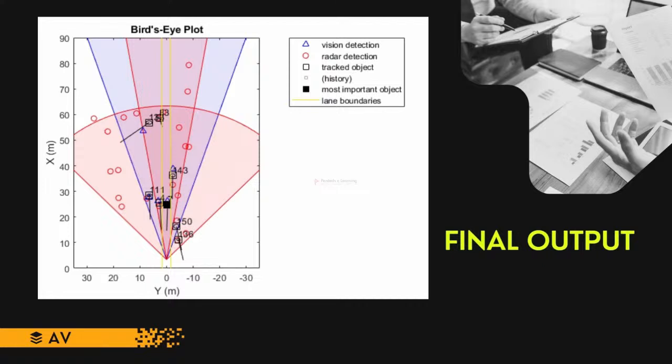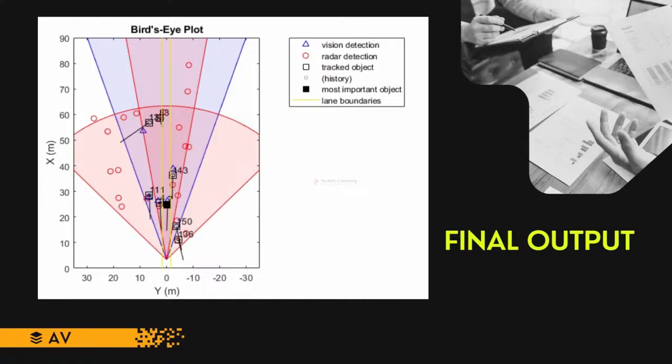In the first step of configuring the bird's eye plot, we are setting up the coordinate system. Imagine you are looking at the scene from above the car. We are going to create this view with the x-axis pointing upwards and the y-axis pointing to the left. We need to decide how far we want to see. In this example, we are focusing on what is in front of the car, so we are setting the x limit and y limit. We set the limit to 90 meters ahead of the car, and we also want to see what's around the car.